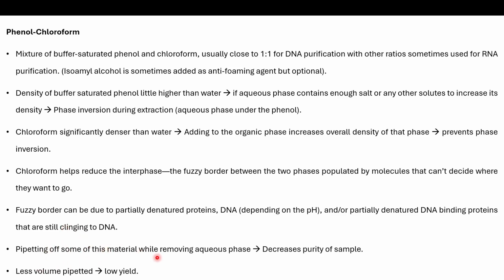Now, pipetting off some of this material while removing the aqueous phase doesn't really help, because it decreases the purity of the sample. And if we pipette out less volume and leave a major volume on top of the organic layer, then we'll have a low yield. So you have to be careful and balance between these two steps while doing phenol chloroform extraction to purify DNA or RNA. For RNA also we use phenol chloroform extraction. The principle stays the same.